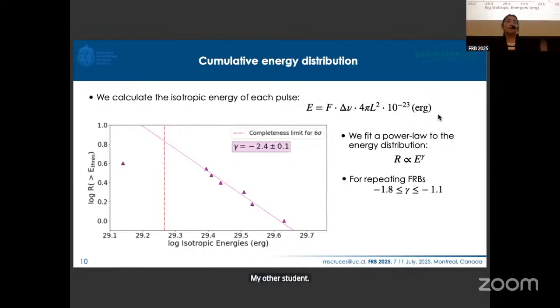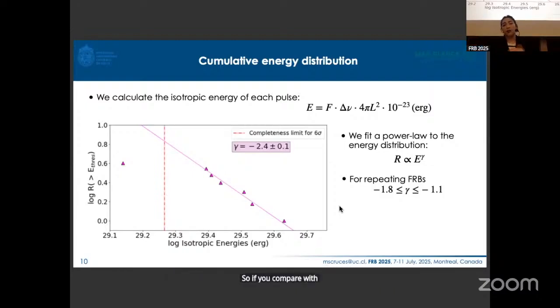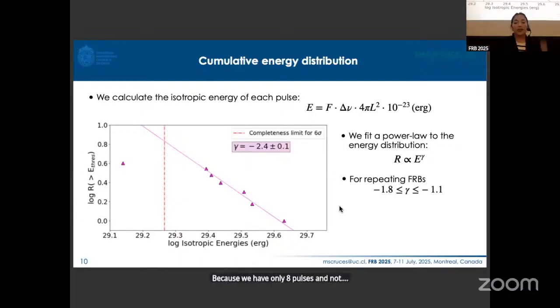And what we learned from these pulses was the gamma value when you fit the energy distribution, and we obtained for this source minus 2.4. The value quoted here is a 1 sigma value. So if you compare with other FRBs at centimeter waves, it's consistent, but the error bar is significant. It's large because we have only 8 pulses and not many of them are as bright.